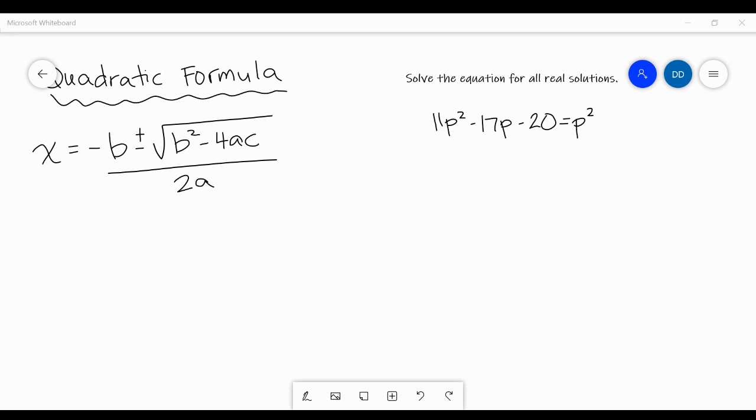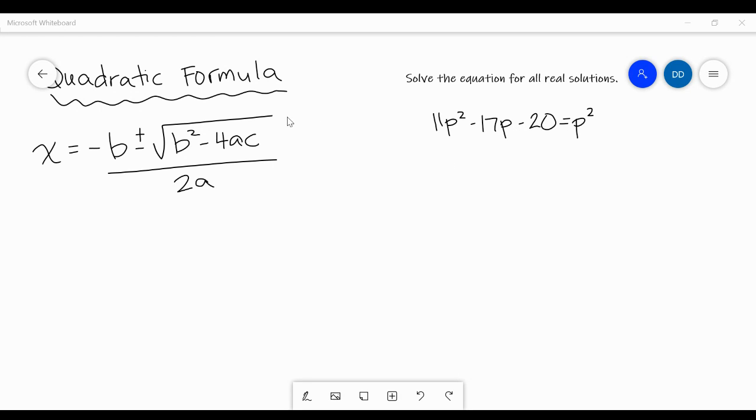But you're definitely going to want to have this written somewhere or on your screen when you're solving these equations if you don't have this memorized. So I'm going to keep it right there. And they want us to solve this equation, 11p squared minus 17p minus 20 equals p squared.